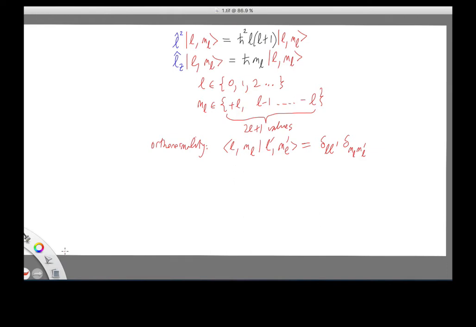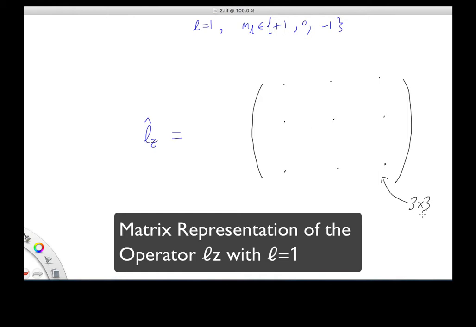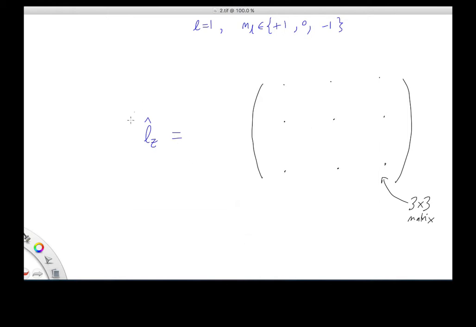Now we can use this property to construct a matrix which represents any particular angular momentum operator. Let's take the example where we want the matrix representation of the operator Lz using the set of states with L equals 1. So there are 3 such states with ml given by plus 1, 0, minus 1. And the way it's done is to construct a matrix, in this case with L equals 1, since there are 3 values of ml. The matrix we would have is a 3 by 3 matrix, which represents the operator Lz.